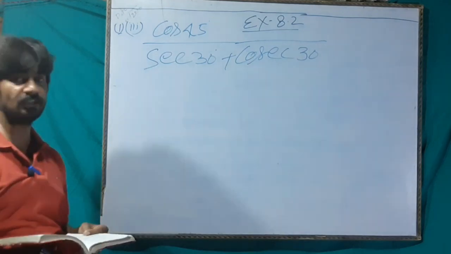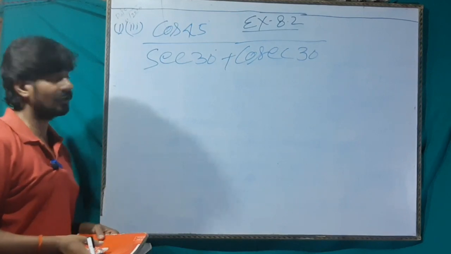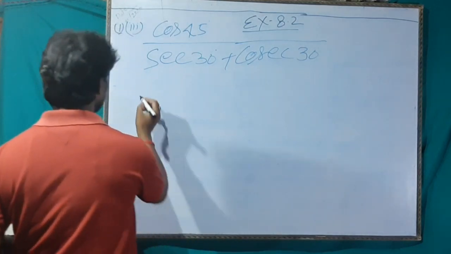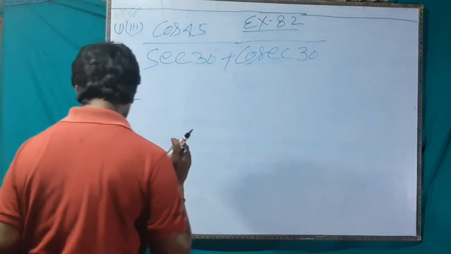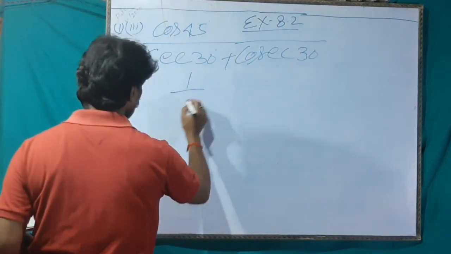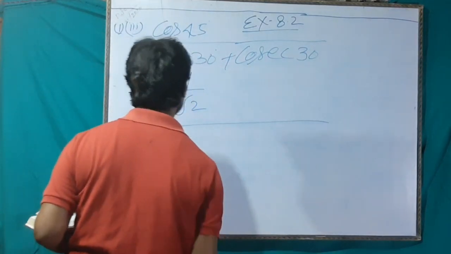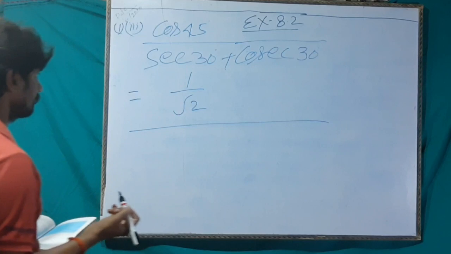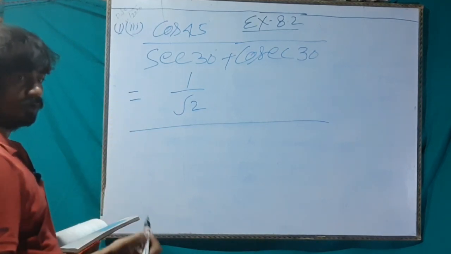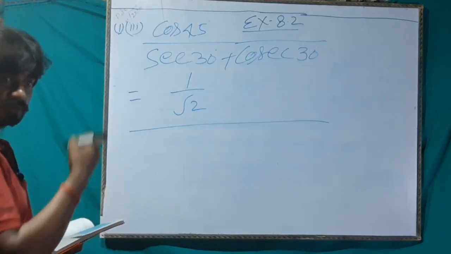Now we will write the value of these angles. Cos 45 degree means 1 by root 2. 1 by root 2 whole by sec 30. Sec 30 means the reciprocal of cos 30, and the value of cos 30 is root 3 by 2. So sec 30 is equal to 2 by root 3.